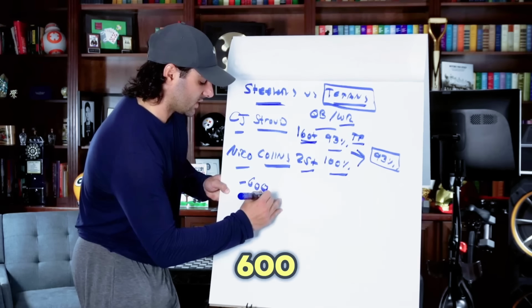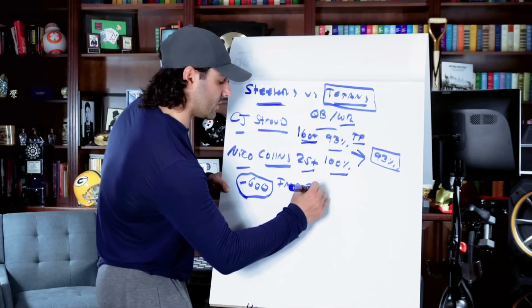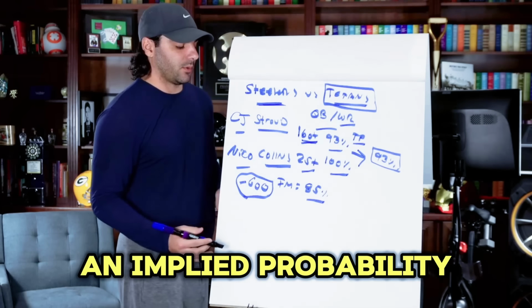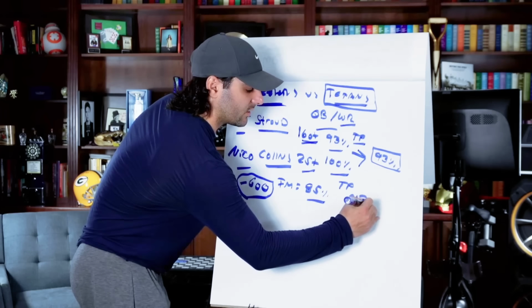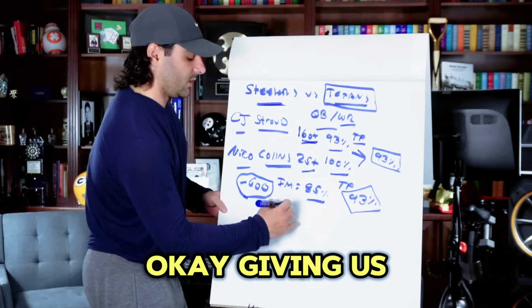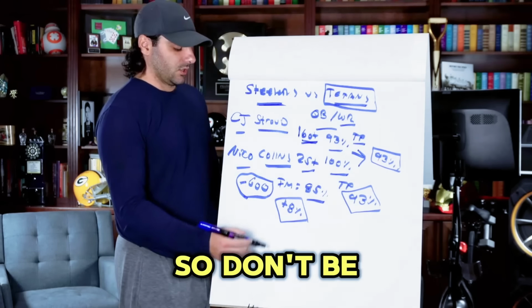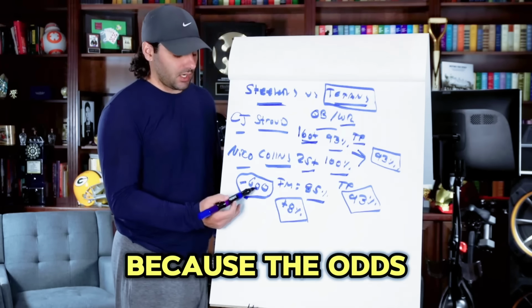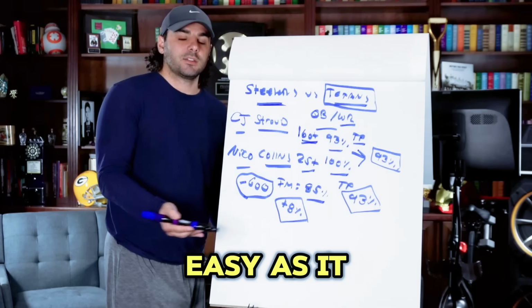Your odds are going to be minus 600, which gives us an implied probability of 85%. Okay, we have an implied probability of 85%, but we have a true probability of 93%. Okay, giving us a plus 8% edge there. So don't be scared because the odds are high when you still have an edge. And this should be what? As easy as it comes.